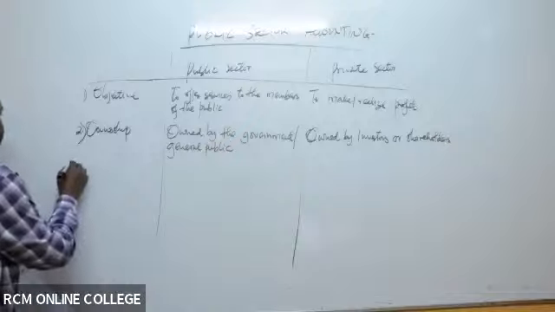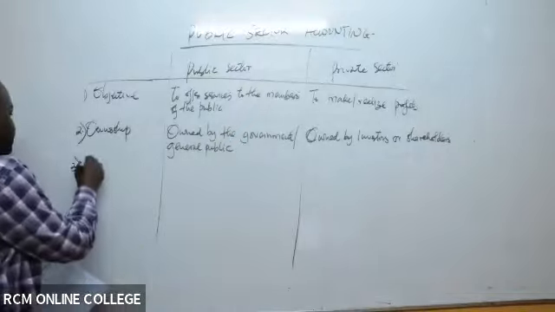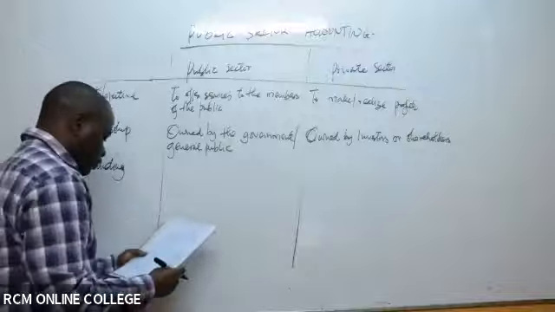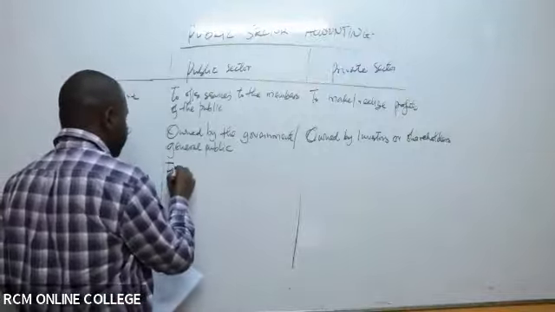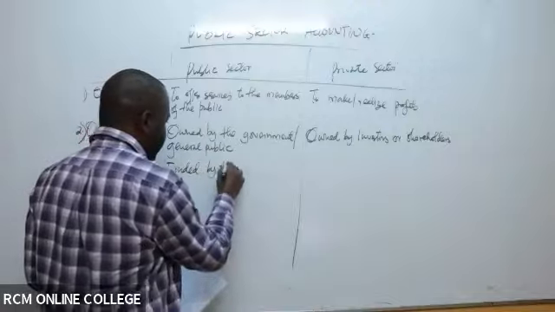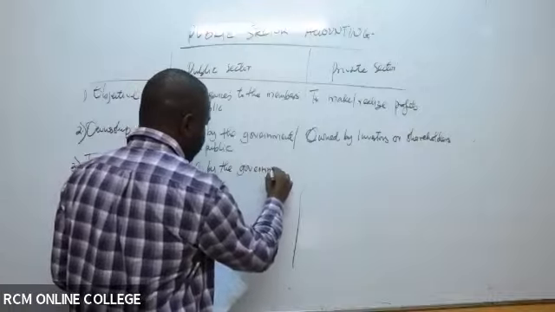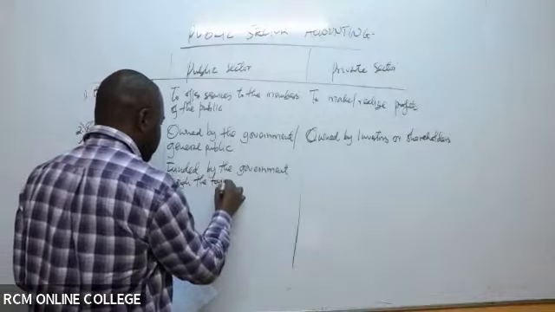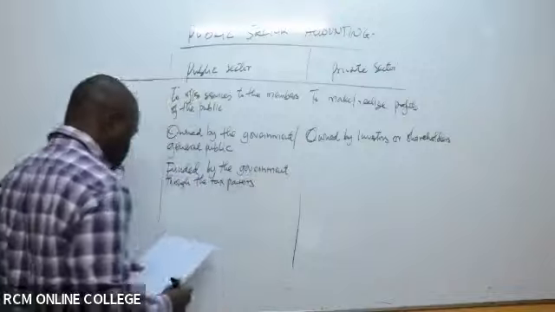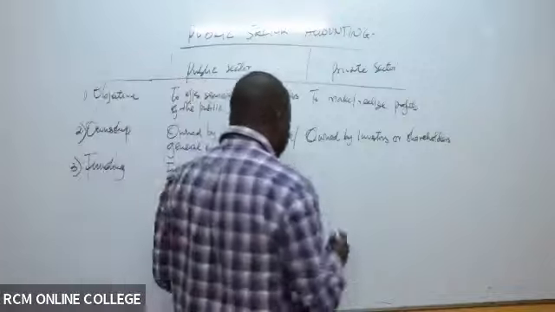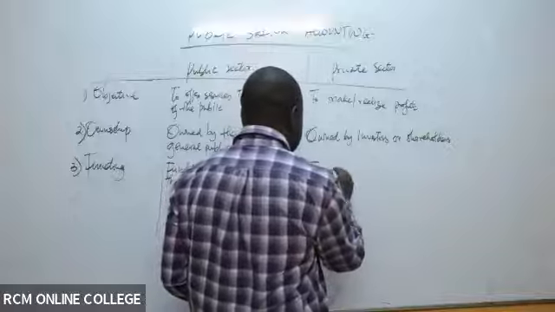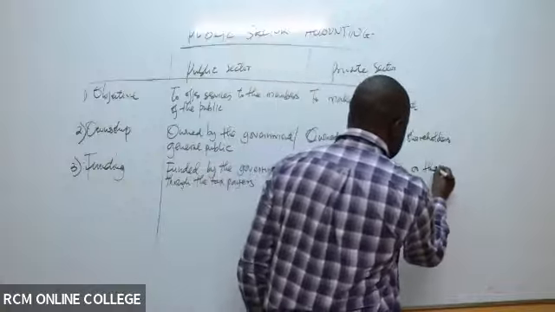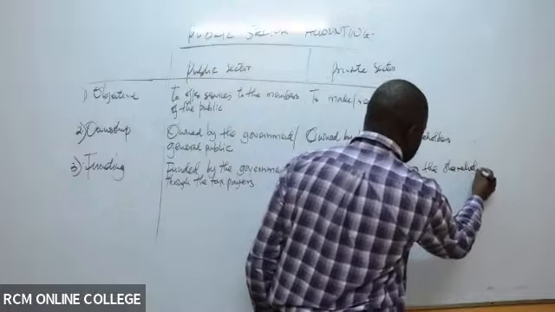Then another difference, we can look at it in the perspective of funding. So public sector entities are funded by the government through the taxpayers' money. Then these other ones are funded by the owners or the shareholders. They are funded by the owners or the shareholders.